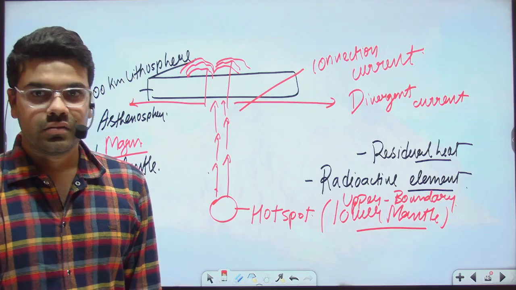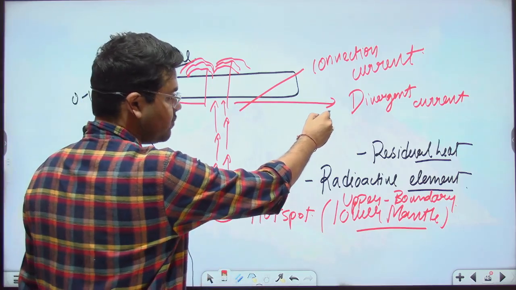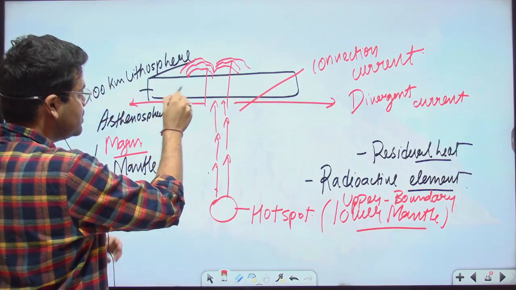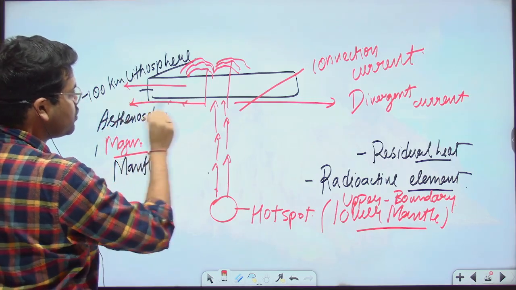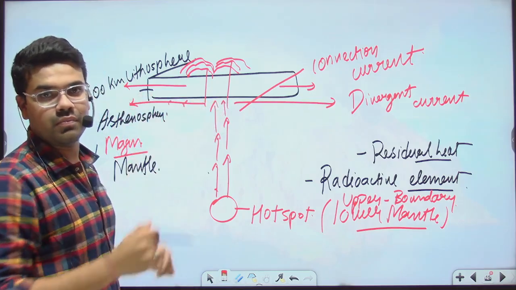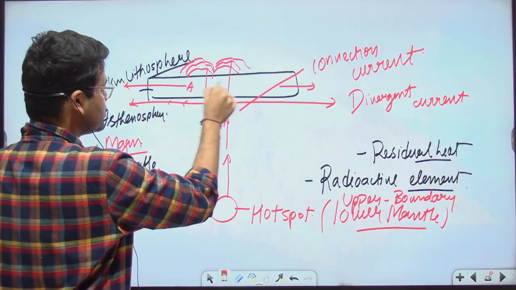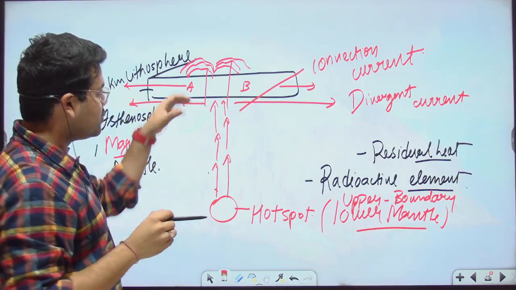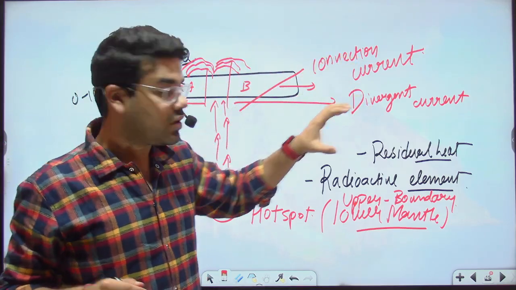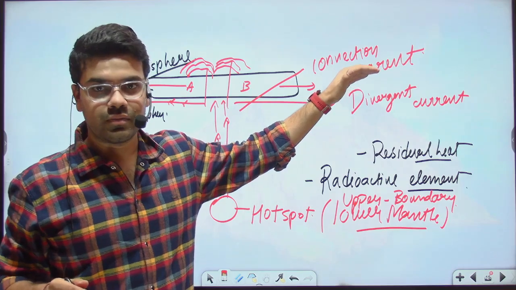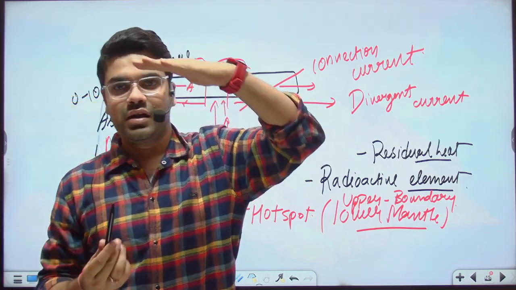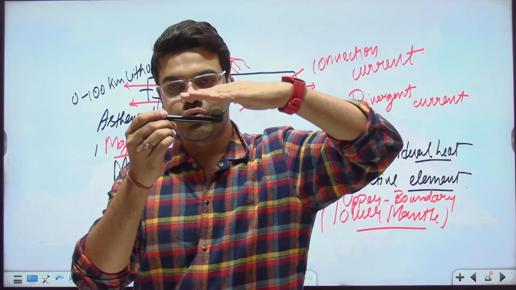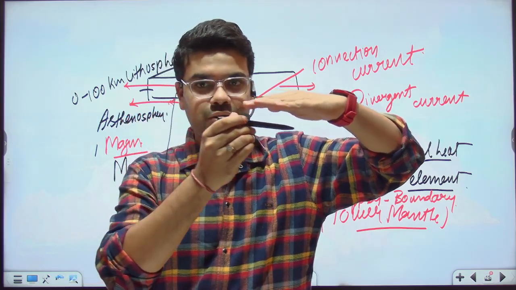Now what's happening here? It is getting diverged apart. What will happen when they move aside? They will also drift the lithosphere block along with them. Let's say this is block A, this is block B. When these currents are moving away, because of the frictional force they are also pulling the lithospheric block in either direction. See, this is the convection current moving, my hand is the lithospheric block, which is the continent, and the lithosphere block is also moving with them.